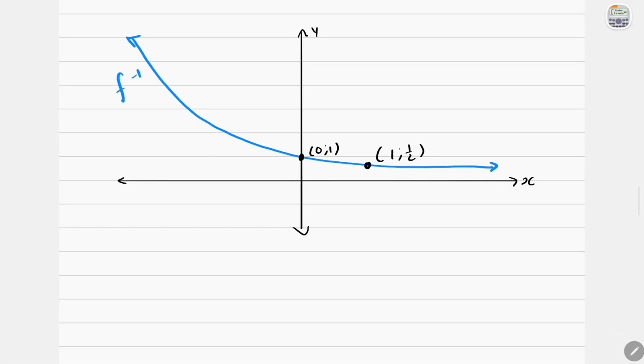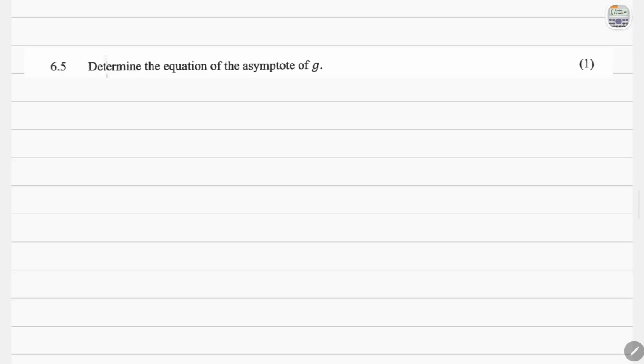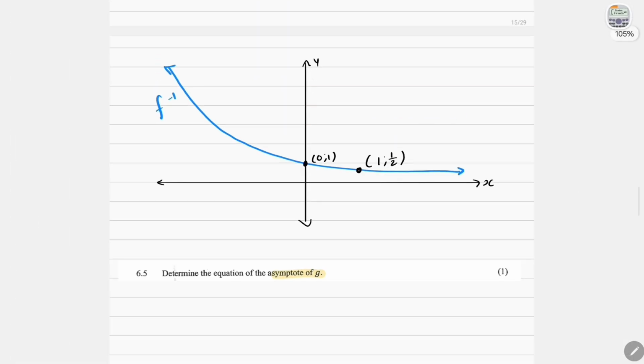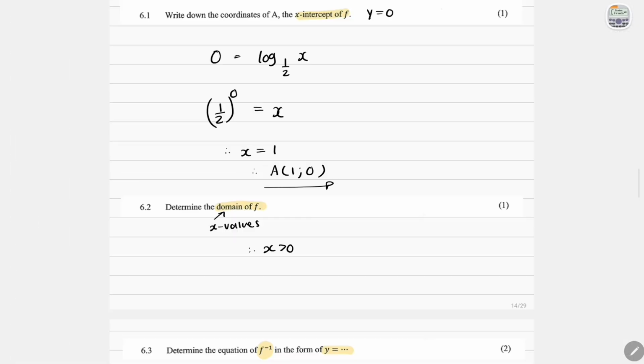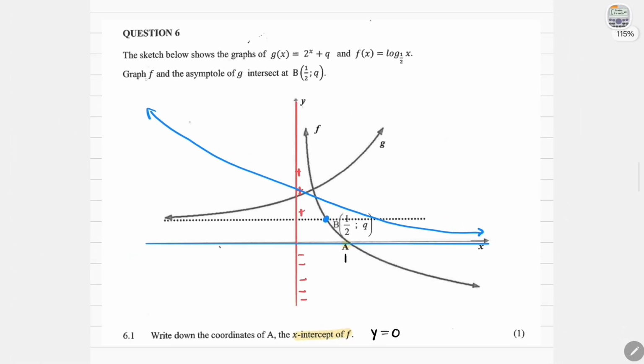And moving on to the next question. Question 6.5 says, determine the equation of the asymptote of g. Okay, you remember when they said that the graph of f and the asymptote of g intersect at this point b. And all we had to do was find out what that y value was, which we did.